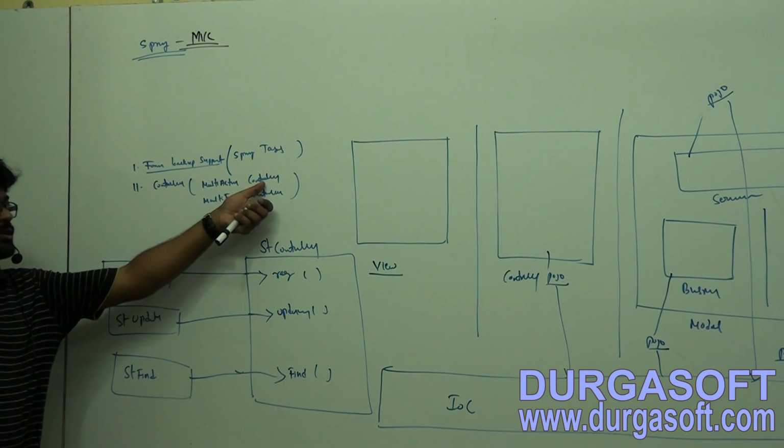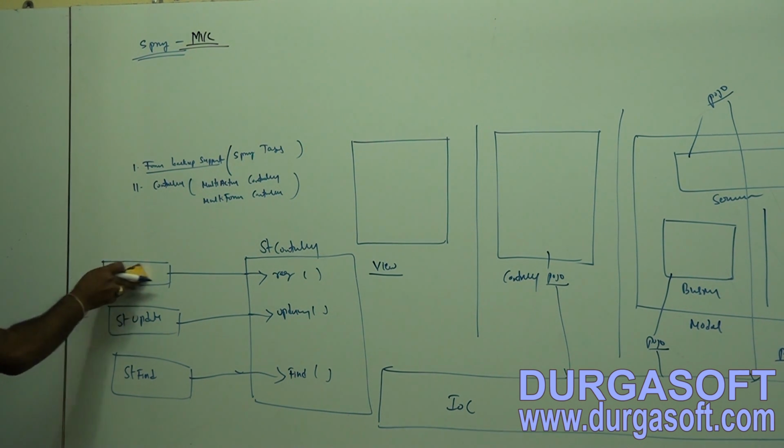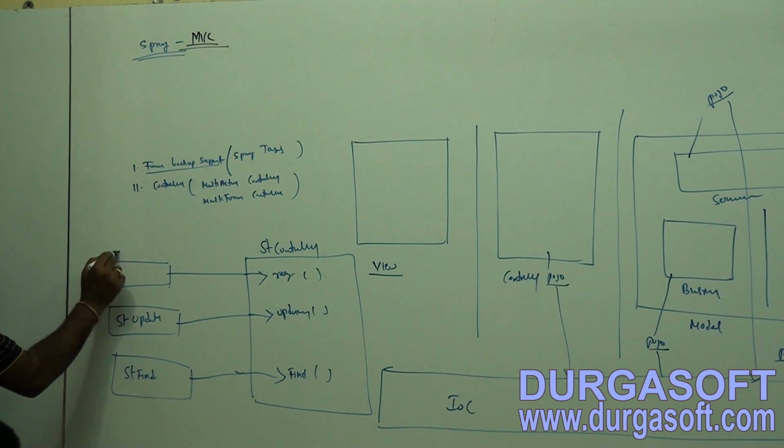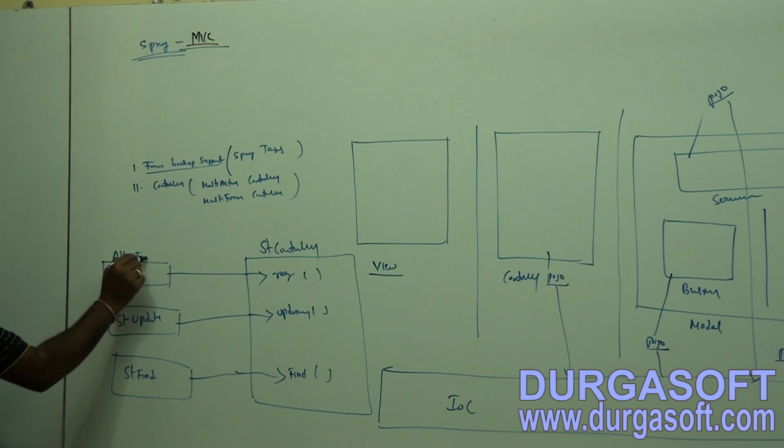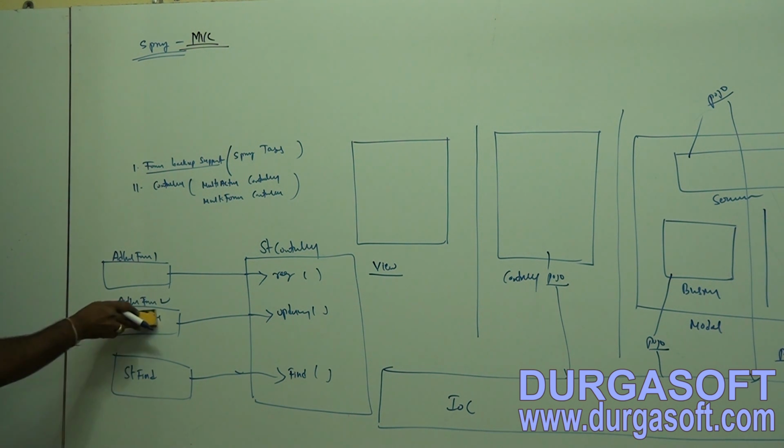So that is multi-action controllers we have. In case we have Aadhaar registration kind of things, Aadhaar registration, Aadhaar form 1, Aadhaar form 2, Aadhaar form 3, multiple form handling if you have.